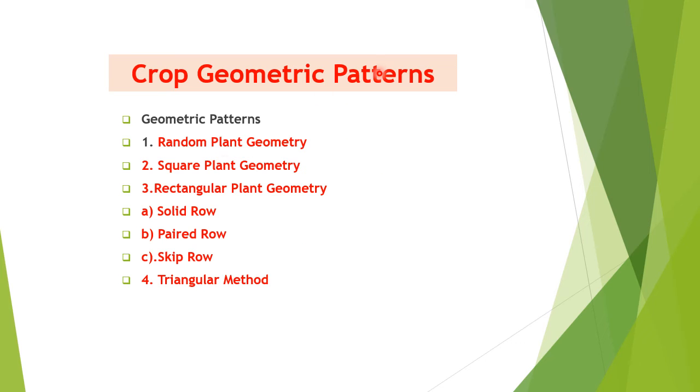Crop geometric patterns. Geometric patterns are of four types. One is random plant geometry, square plant geometry, and rectangular plant geometry, which itself is of three types: solid row, paired row, and skip row. And the fourth one is the triangular method. These geometric patterns are based on the pattern, whether you have a random pattern, a square pattern, a rectangular pattern, or a triangular pattern.